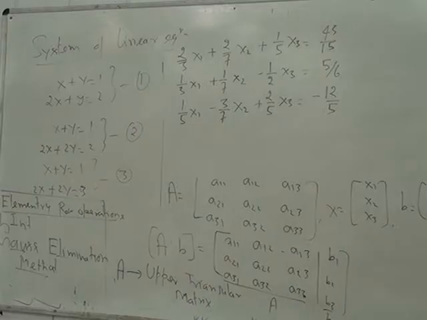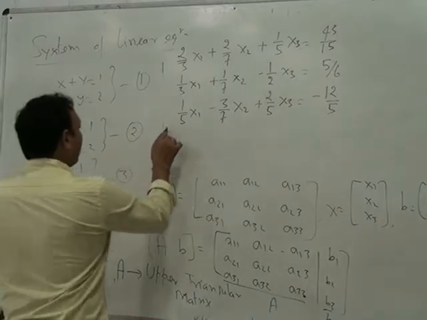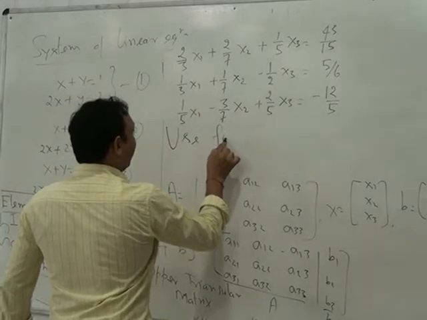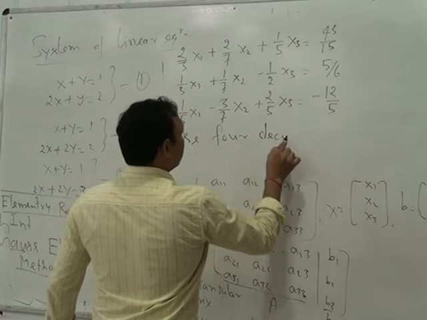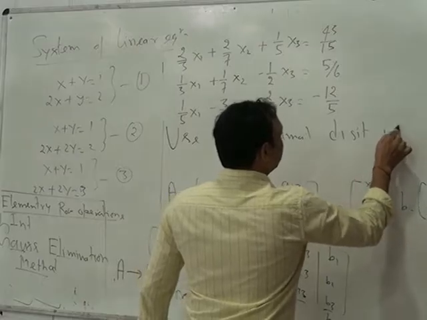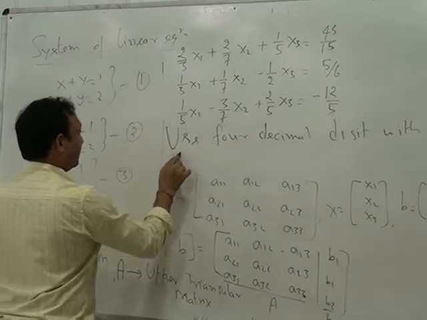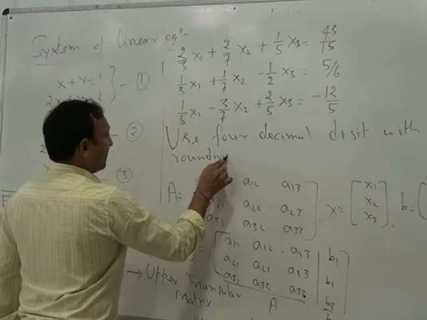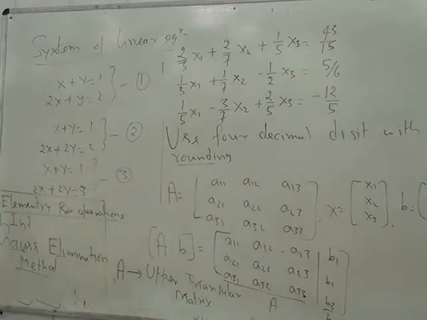You have to write some floating point number. So I am saying here, use 4 decimal digit with rounding. Understand, you have to use 4 decimal digit with rounding, correct? So accordingly you have to write 2 by 3.